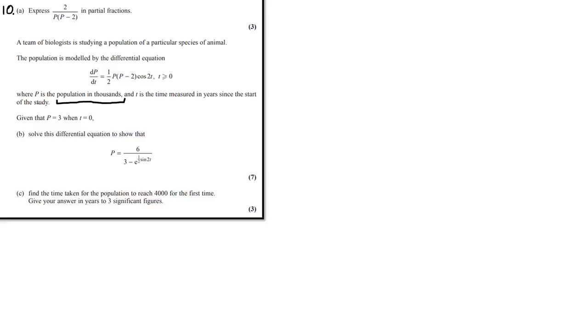Then we've also got these initial conditions here, P equals 3 when T equals 0. And what we want to do in part B is go on to solve this differential equation to show that P is equal to this expression here. And it's 7 marks, so we would expect quite a decent amount of work here to get all 7 marks. So let's take a look at part B now.